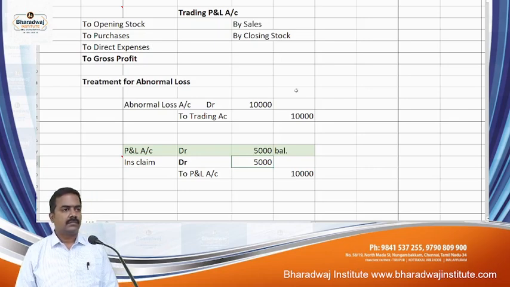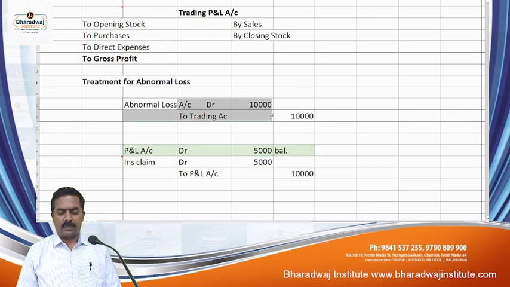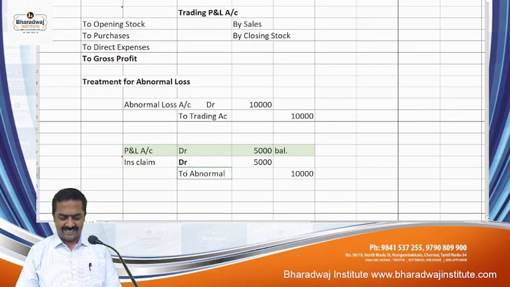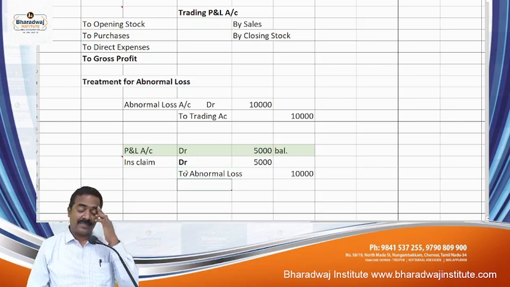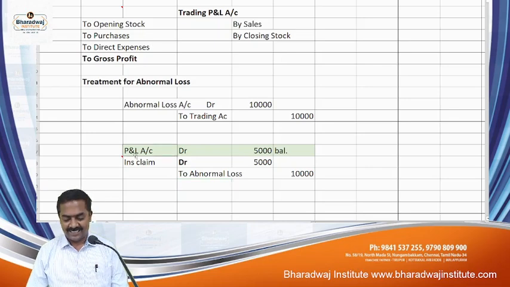If the insurance claim is not given, it will be like abnormal loss account to trading account. How much? The first entry will be 10,000. The second will be P&L account debtor to abnormal loss, 10,000.